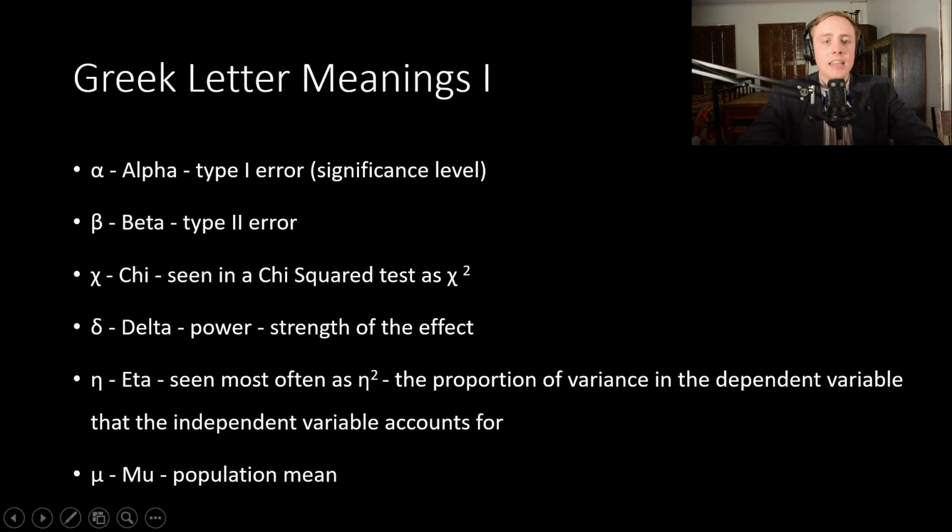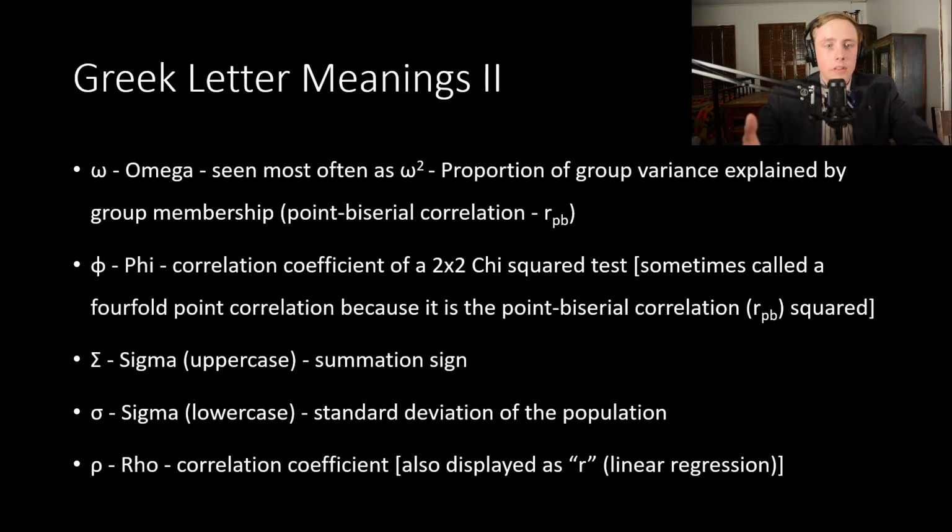Afterwards, I've gone ahead and defined what the term generally means or what the symbol generally means, or if there's not a succinct definition, I've indicated where it's used. So for alpha, it's our type 1 error rate, which we also call the significance level. But if we go down to eta, we see that it doesn't have as nice a definition. So I've gone over where it is. So we see it as eta squared, the proportion of variance in the dependent variable that the independent variable accounts for. I've done this for the rest of the Greek symbols we used in univariate statistics as well.